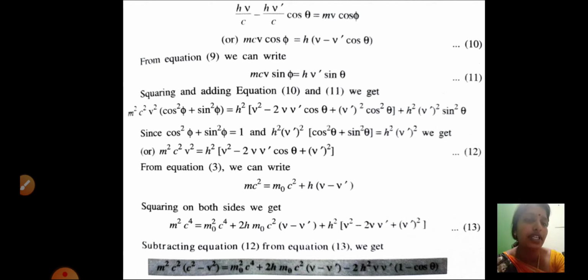Squaring mc squared, m squared c power 4 equal to m naught squared c power 4 plus, using the formula a plus b whole squared, a squared for m naught squared c power 4, plus 2ab for 2 m naught c squared h into nu minus nu dash, plus b squared h squared into nu squared minus 2 nu nu dash plus nu dash squared. This equation is considered 13.